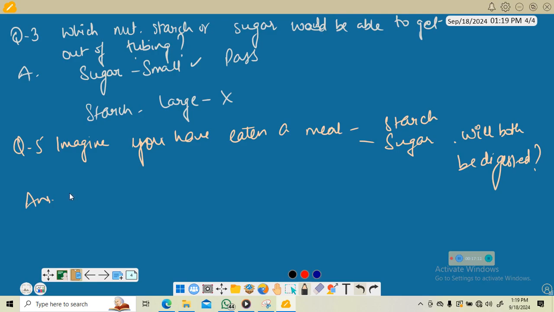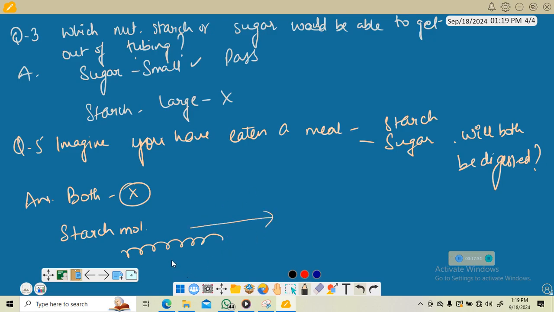Both will not be digested. What will happen? A starch molecule is like this, a big, complex molecule. It will get broken down into small sugar molecules. This way absorption takes place.